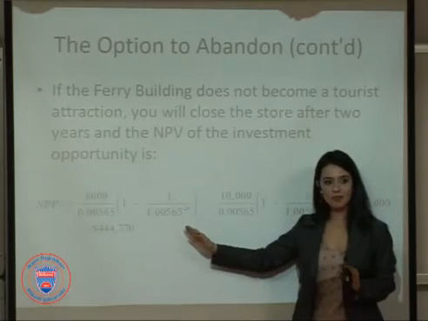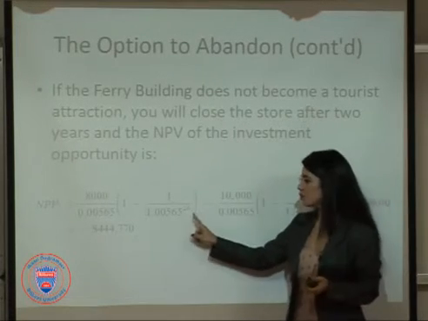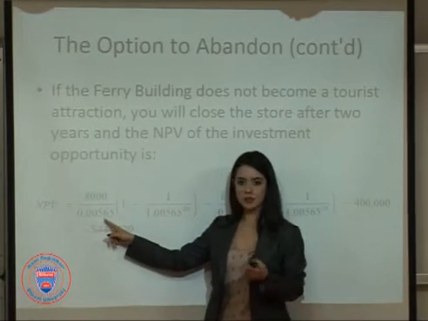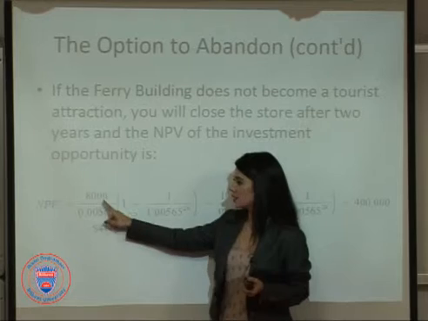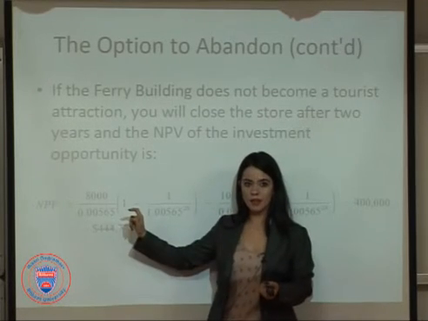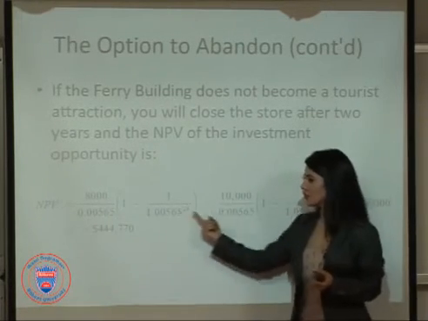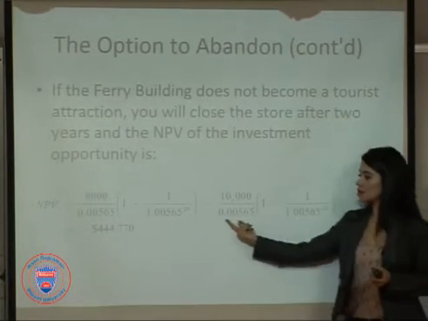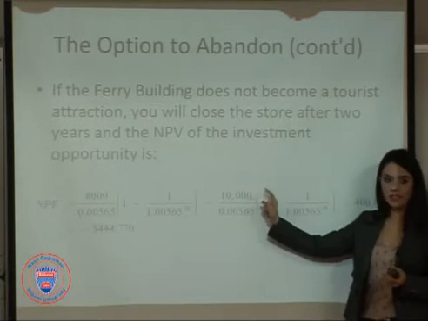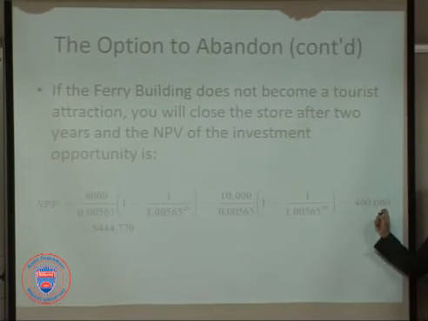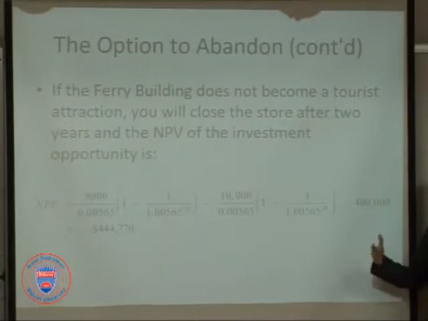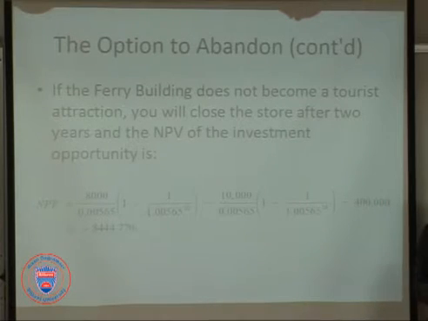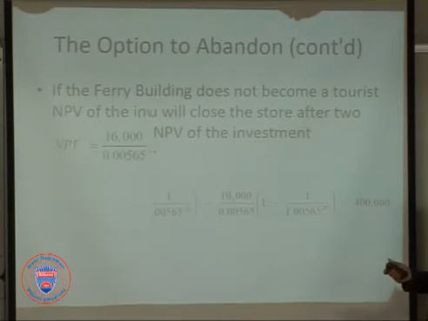So now this is the present value of annuity formula. You have 24 months. You have monthly interest of 0.56. And you have monthly revenue of 8,000. So for those 2 years, this is how much money you're going to get. And for 2 years, this is how much cost you're going to get. Every month you have $10,000 cost. And I have the initial cost. So if the ferry building doesn't become a tourist attraction, you're going to lose $444,000. So there are two cases.